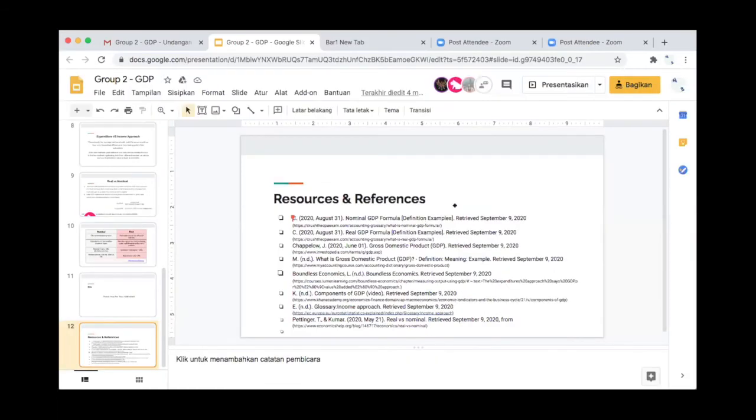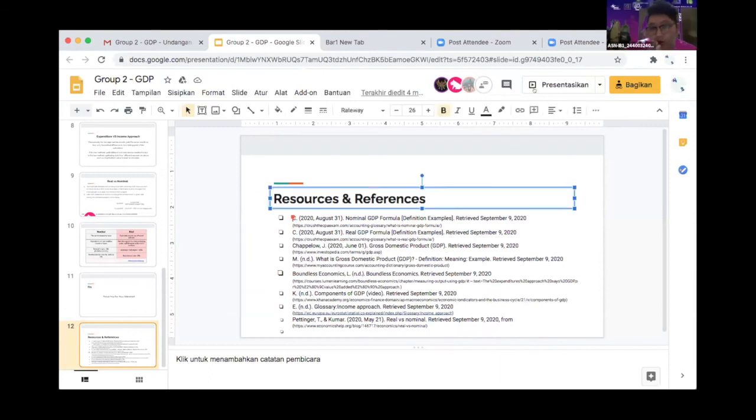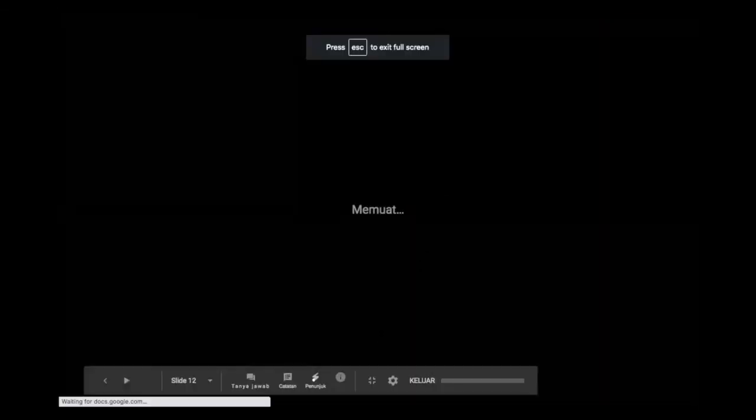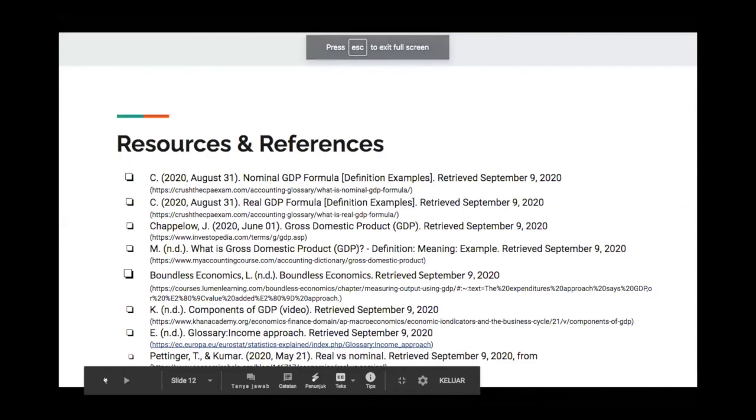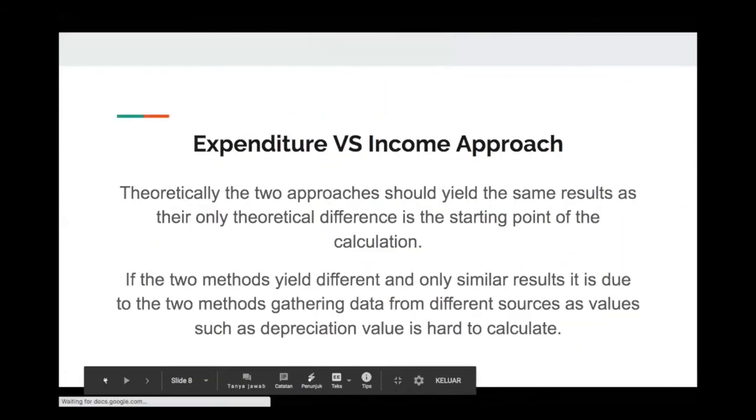Someone said that investment was represented by 1. Can you go back to that formula? Oh yeah, it is supposed to be I. I know. Exactly. It's supposed to be I. Small mistake, but quite important.